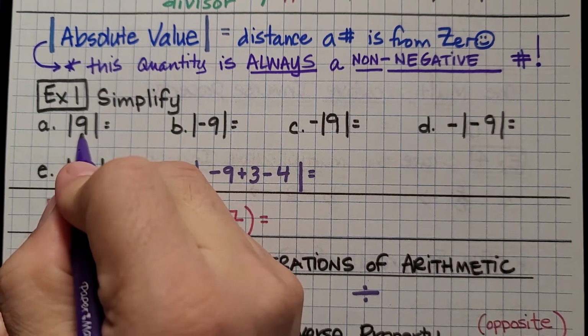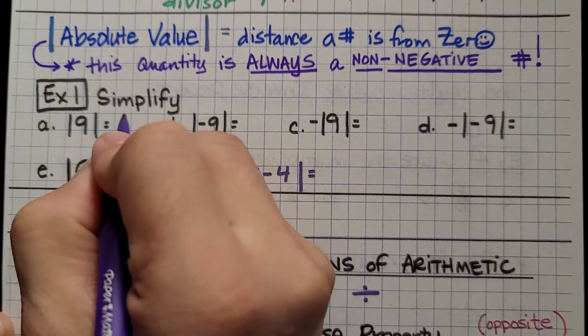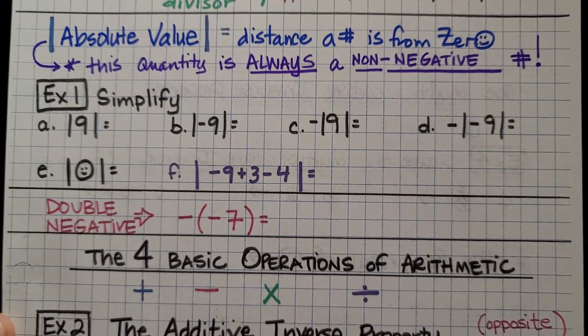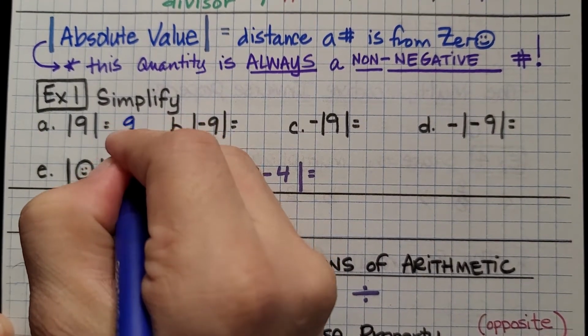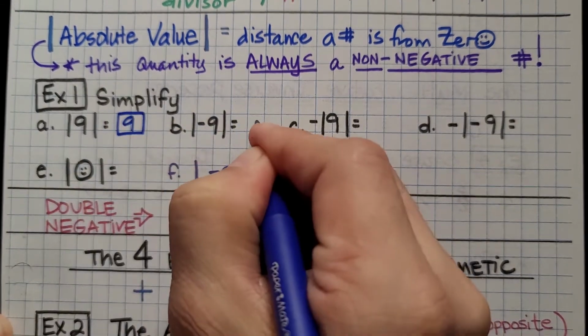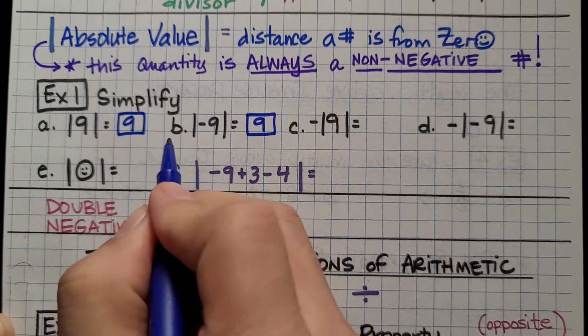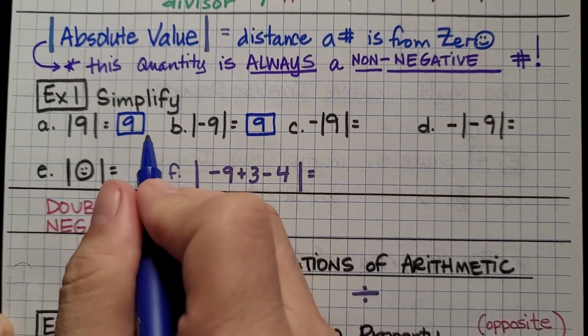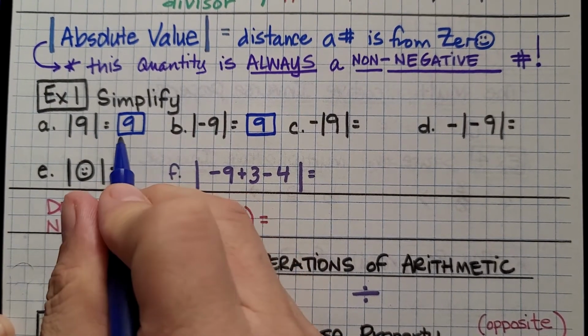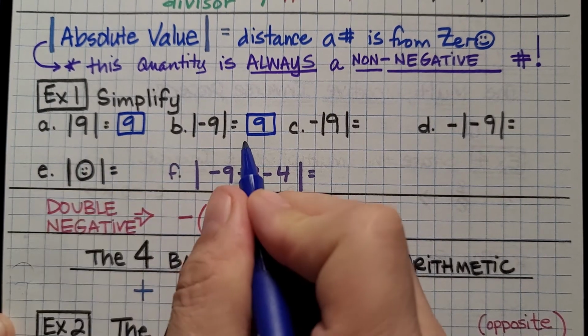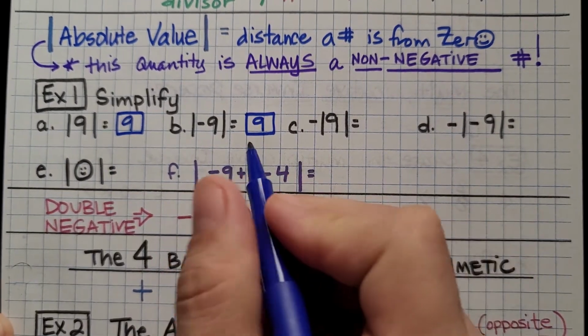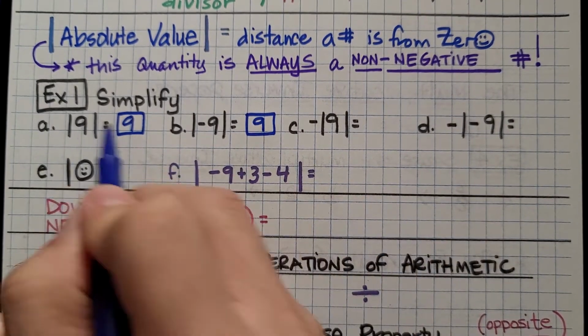What's the absolute value of 9? The absolute value of 9 is 9. What's the absolute value of negative 9? Well, the absolute value of negative 9 is also 9. If you graph these on the number line and then just counted straight up, not worrying about the direction you were headed, whether you were headed up, down, left, or right, if you just counted distances, how far is 9 from 0? 9 units away.